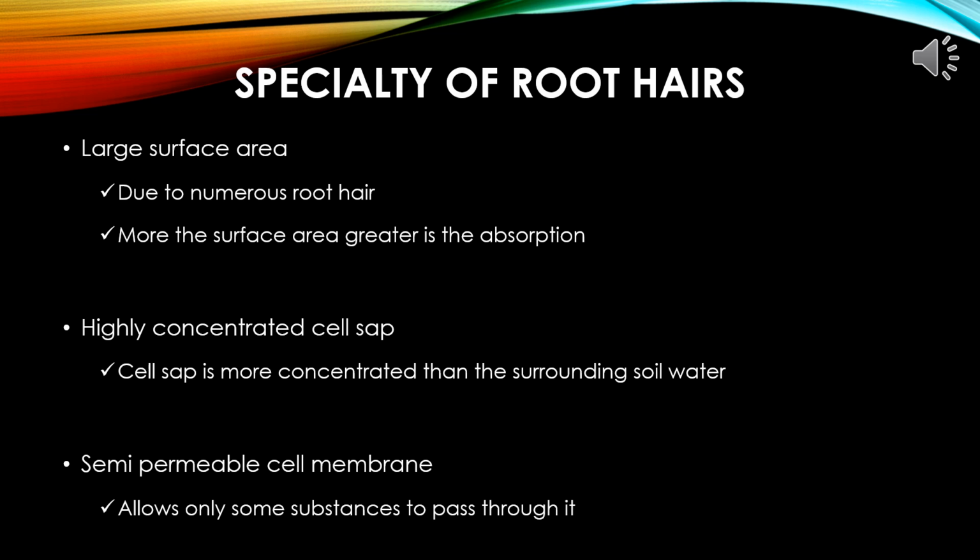And the third characteristic is the semi-permeable cell membrane. The semi-permeable cell membrane means it allows only certain materials to pass through it. This permeability of the cell membrane allows the water molecules to pass through it while holding the other particles. So the soil water enters into the root hair through the semi-permeable cell membrane.